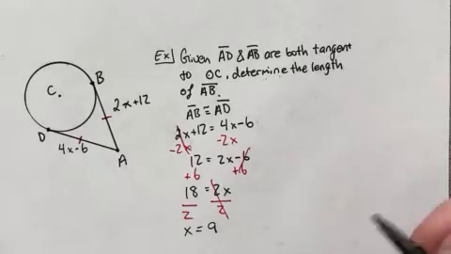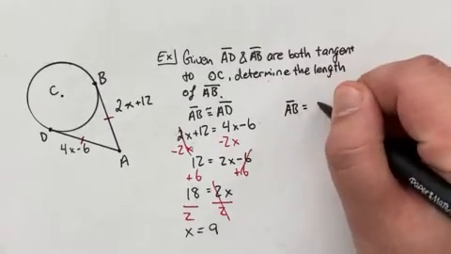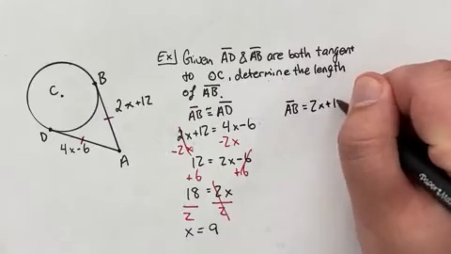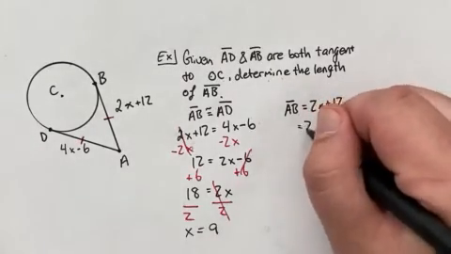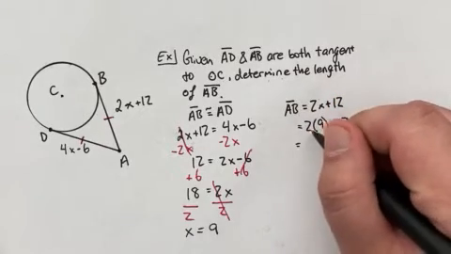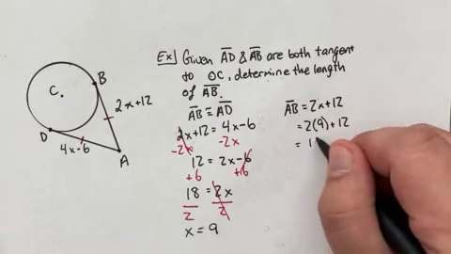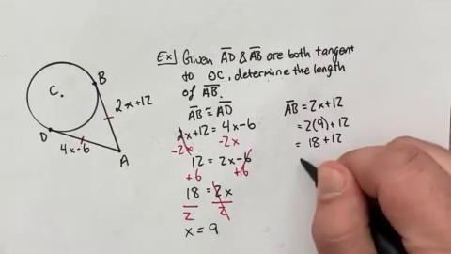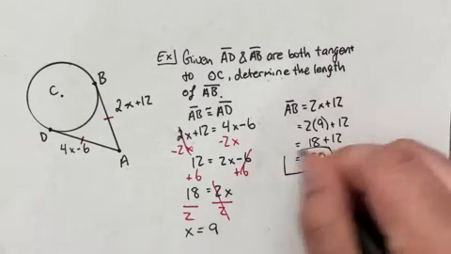So the last step here is we know that AB is equal to 2x plus 12, but we know that x is equal to 9, so I'm going to plug in that 9 for x. And this is what we're going to use to solve for AB. 2 times 9 is 18, plus 12. 18 plus 12 is 30. We know that AB is 30 units.